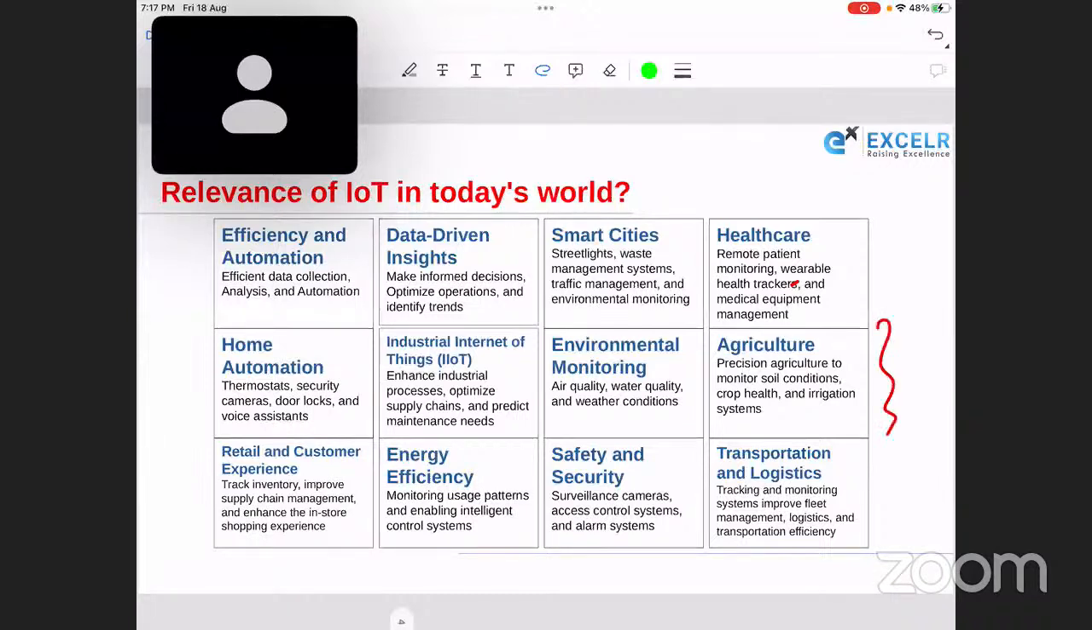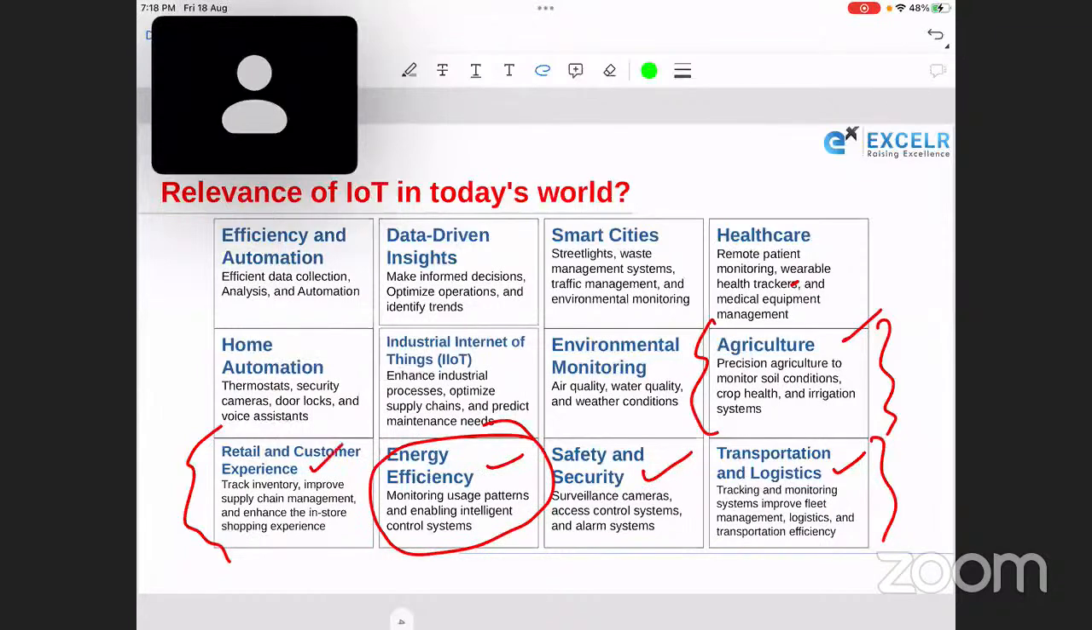Agriculture is something we will be discussing for use case scenarios, so we'll go through that later on. Retail experience. Note these down: agriculture, transport and logistics, security and safety, energy efficiency, which is again a generic thing, and retail or customer experience. You have to give me a use case on Monday. A few of you, what can be the use cases for these kinds of things, what we can build.